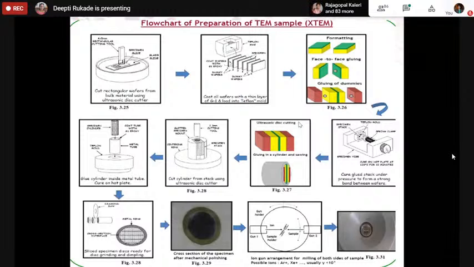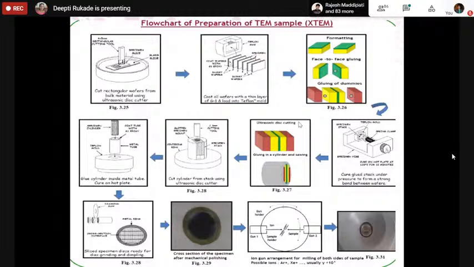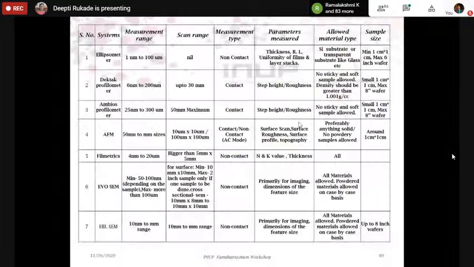So this is the entire setup, and we have this sample preparation technique at IITB Nanofabrication. However, we still do not have a TEM setup. So the TEM is carried out at SAIF IIT Bombay, but we do prepare samples for TEM. So these are the overall range of things that we have.